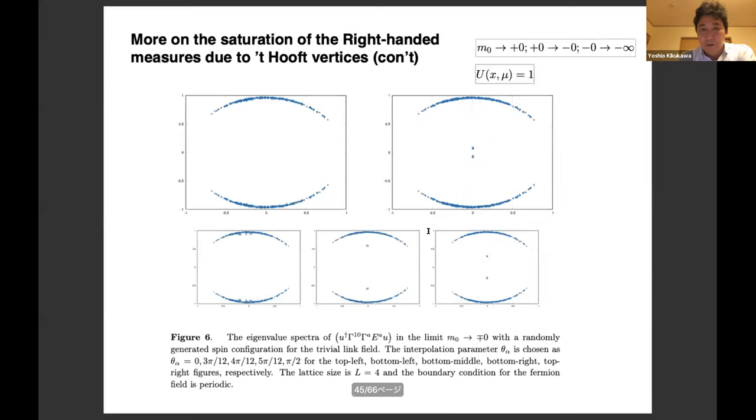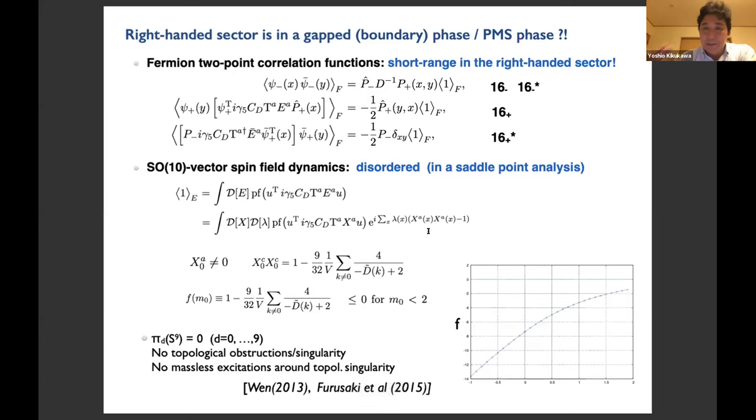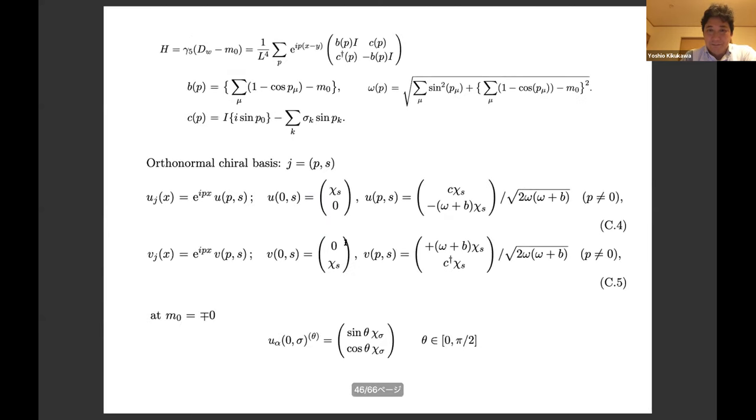So this result also supports that the spin-10 vector, the right-handed mirror sector, is in the disordered phase, even with M naught positive. These analytic and numerical results suggest that the right-handed sector is indeed gapped and in the paramagnetic strong coupling phase, even in this limit.